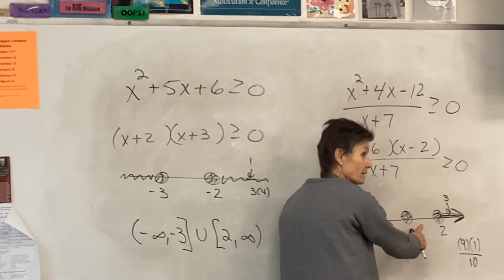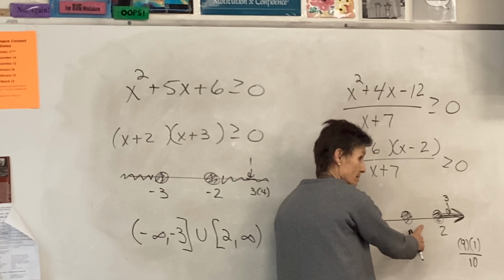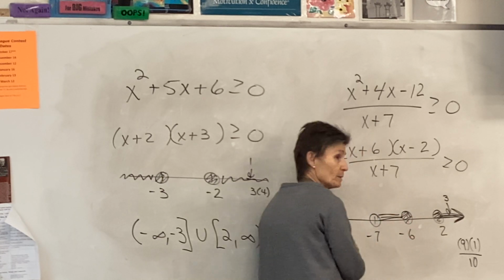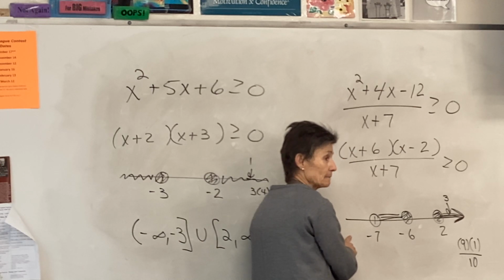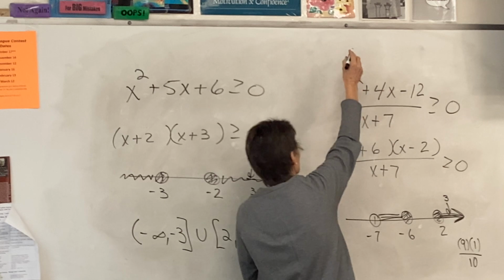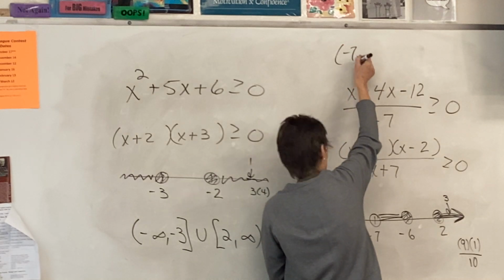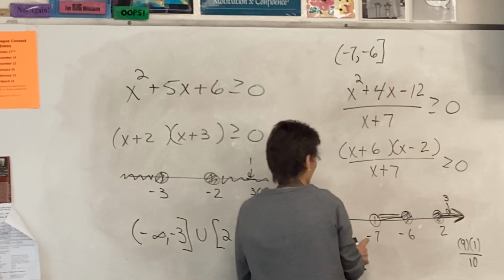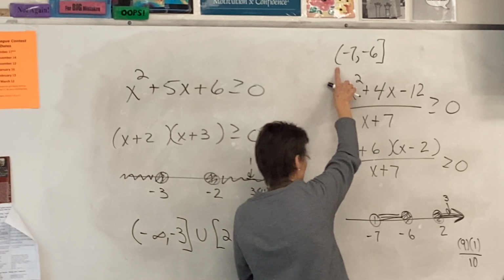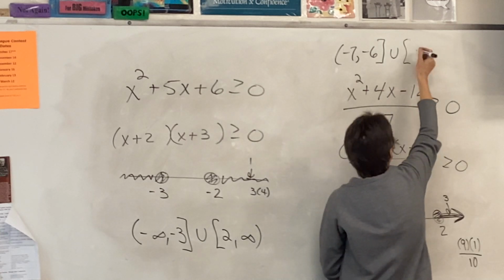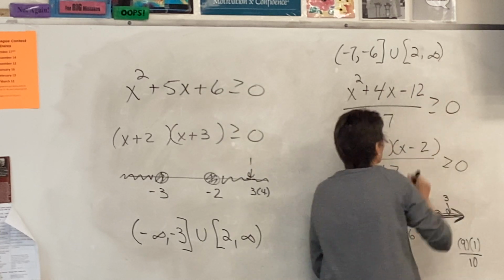Then this one doesn't. This one does. And that one doesn't. So then I can write my answer. Negative 7, negative 6. We'll have a parenthesis on the negative 7, a bracket on the negative 6, or 2 to infinity.